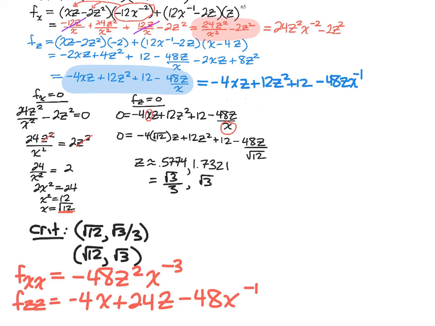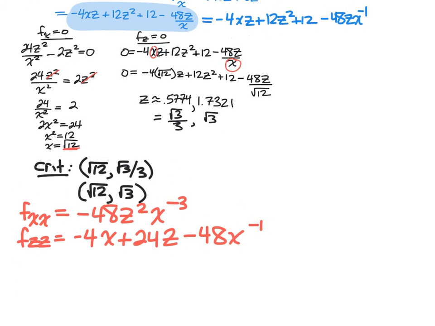So this is where you pick and choose your battles, because I'm looking at this one and that one. I want to decide which one's going to be easier: doing my f sub x in terms of z, or my f sub z in terms of x. It might seem like six of one, half a dozen of the other, but if I do f sub z in terms of x, then this stuff would wipe out. So that's what I'm going to do. So I'm looking at negative 4x plus 48z to the negative second.